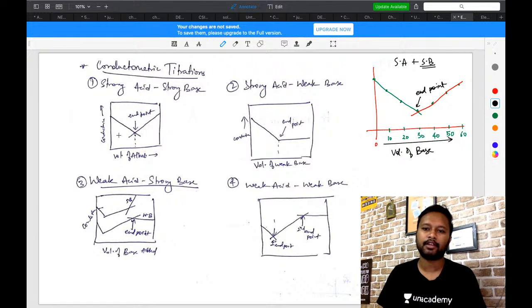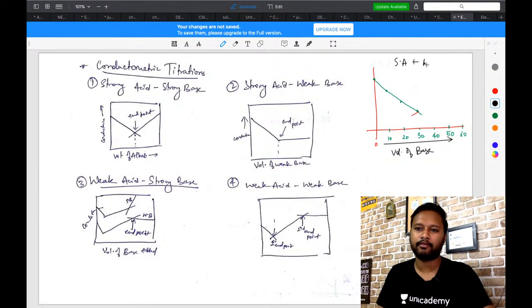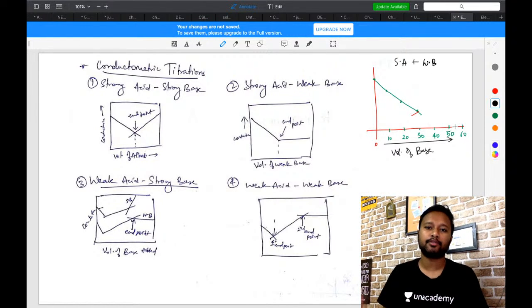This is how you get the nature of the graph. The second one is a strong acid and a weak base. So now let's assume that instead of a strong base, we are giving a weak base. I am just going to erase this. What will happen when all the acid is neutralized? We are going to have weak base. If you keep on increasing the base, the weak base does not dissociate easily, and if it does not dissociate, it is not going to conduct, right?